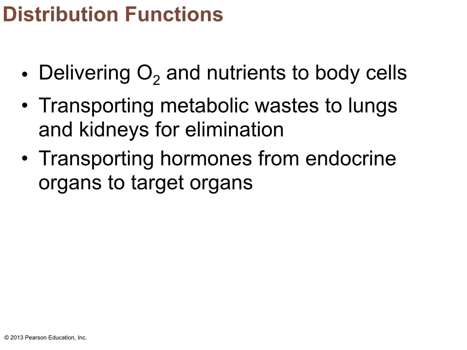So in functions of blood, we have distribution. It's going to deliver things: oxygen to tissues, nutrients to body cells, also delivering metabolic waste to things like the kidneys and lungs, transporting hormones, other chemical messengers, neurotransmitters, things like that.